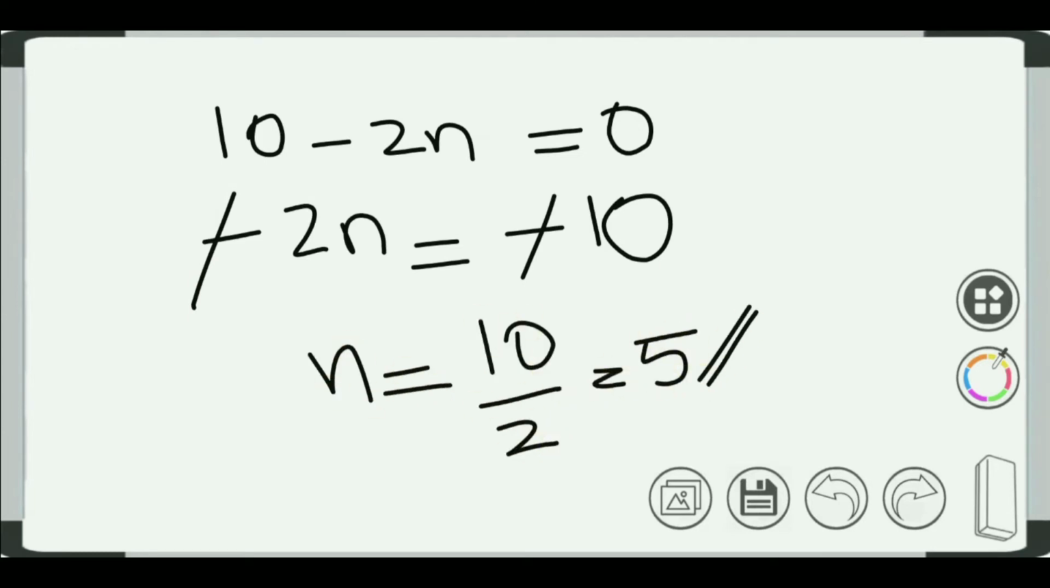So you can conclude the answer. Fifth term of this AP is 0. So the fifth term is 0. Okay, come to the next question.